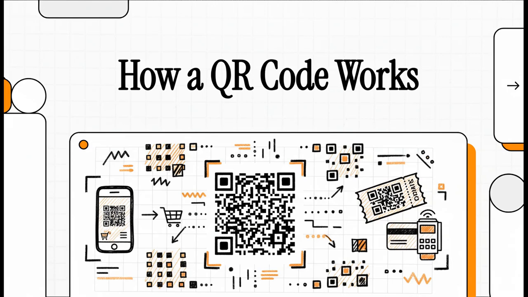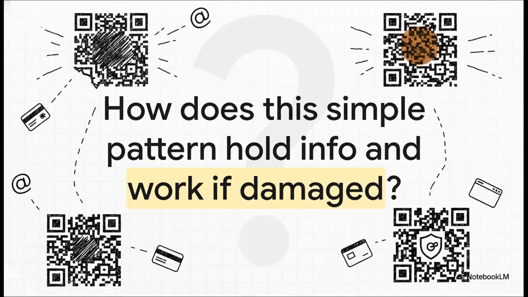You see them absolutely everywhere, right? On menus, on concert tickets, posters. That little black and white square, the QR code, has become this portal to our digital world. But have you ever actually stopped and wondered what is going on inside that jumble of pixels? Well, let's find out. I mean, that's the real magic here, isn't it?